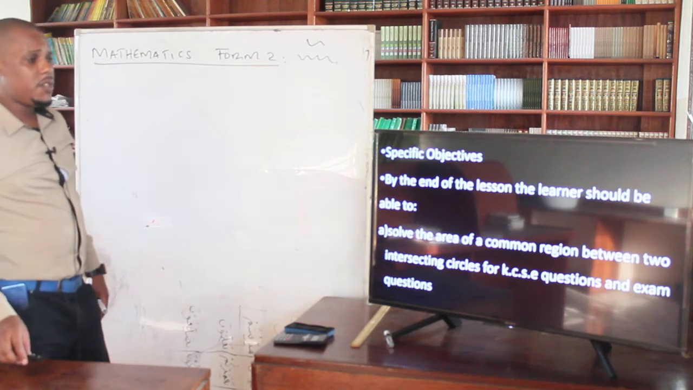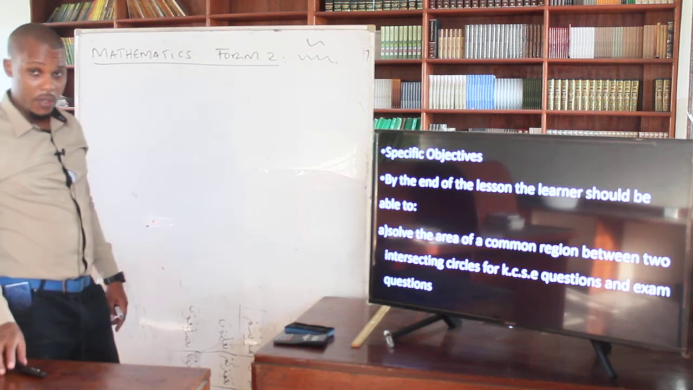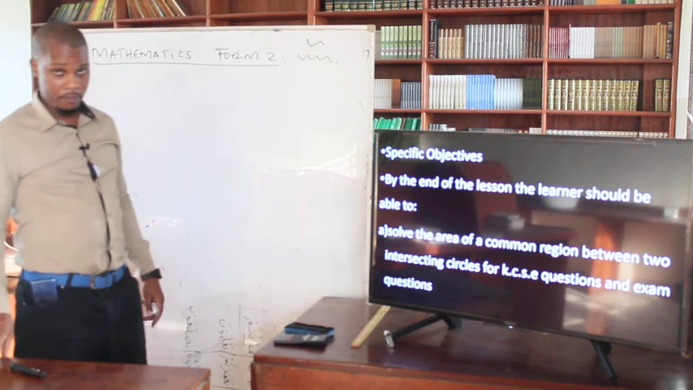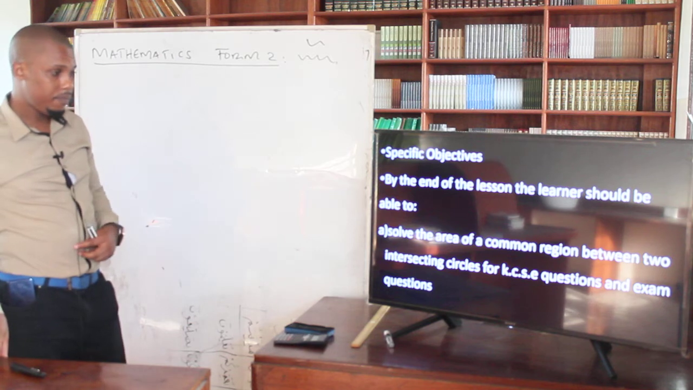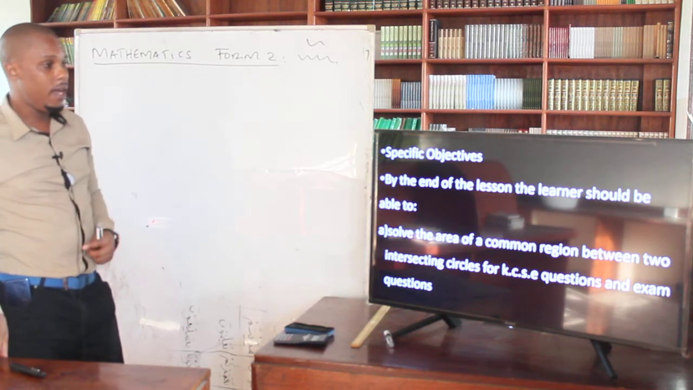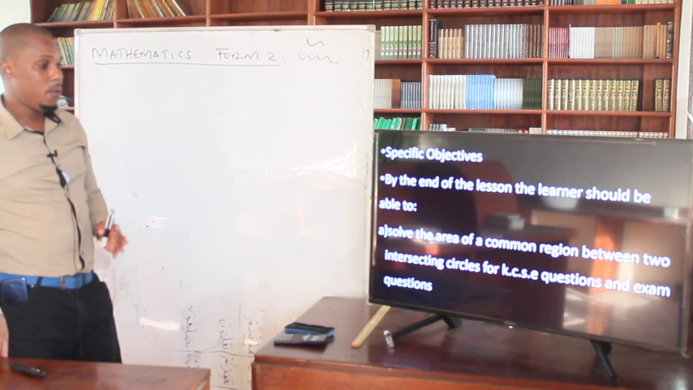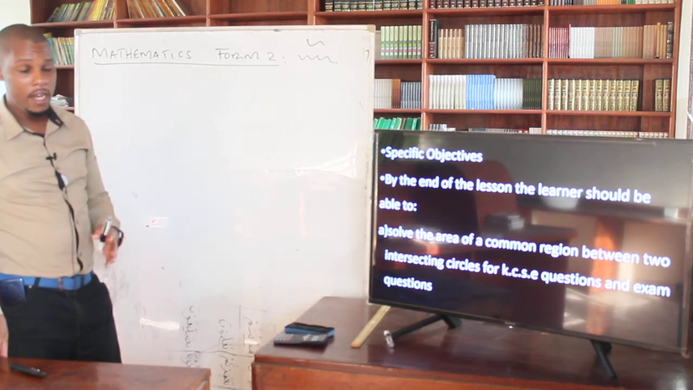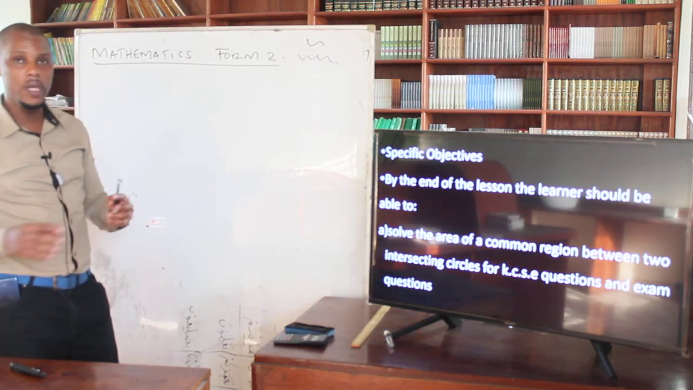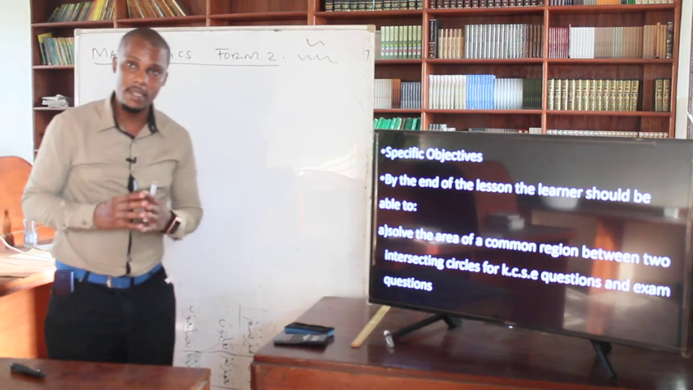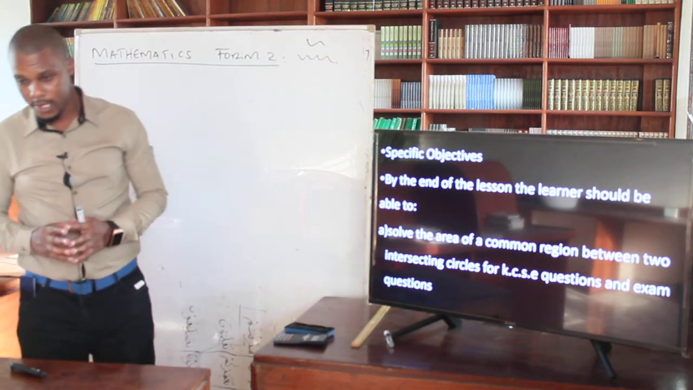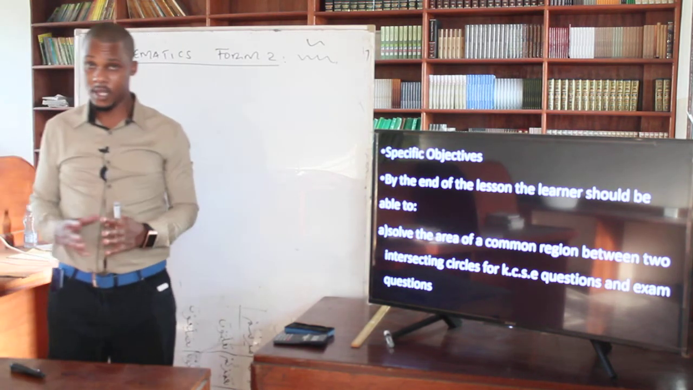So the objective of today's lesson: what are you, as a learner, supposed to achieve? By the end of the lesson, you are supposed to solve the area of the common region between two intersecting circles, both for the KCSE question and for the examination question.